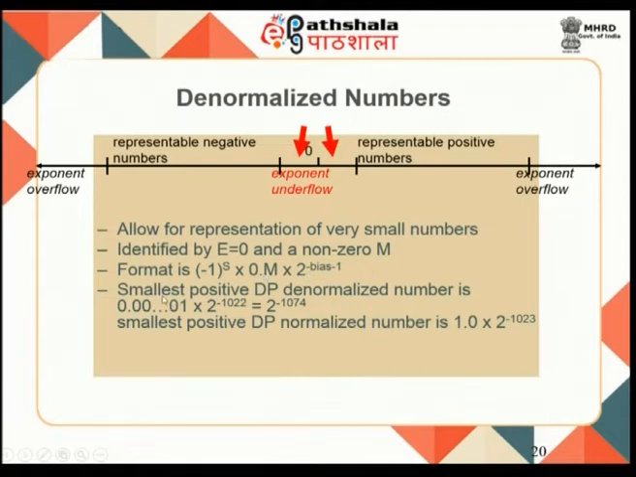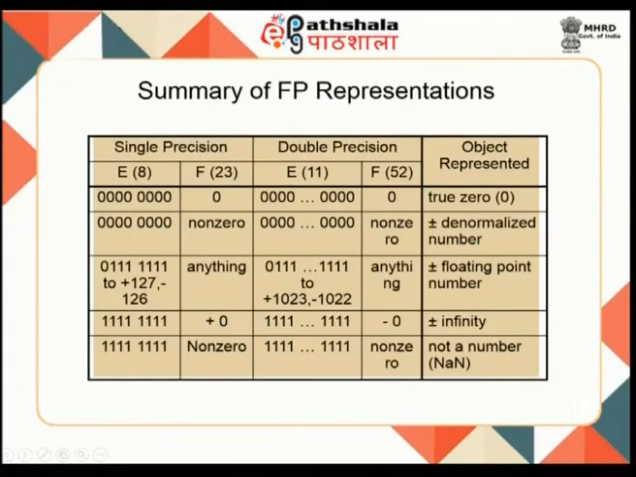The smallest possible double precision denormalized number is given by this, and the smallest positive double precision normalized number is given by this. If it is normalized, it is going to be 1.0 into this. If it is denormalized, it is going to be 0.0 into this. So, this gives you the summary of floating point representations.